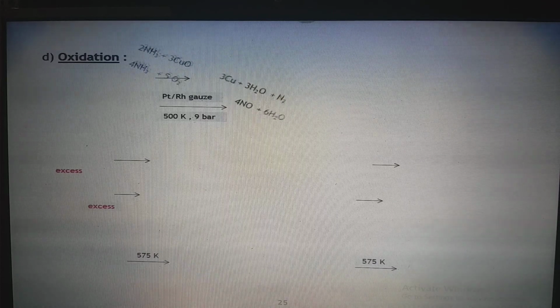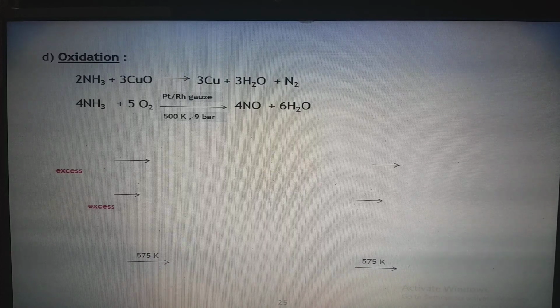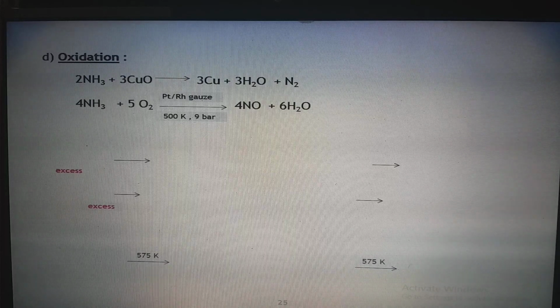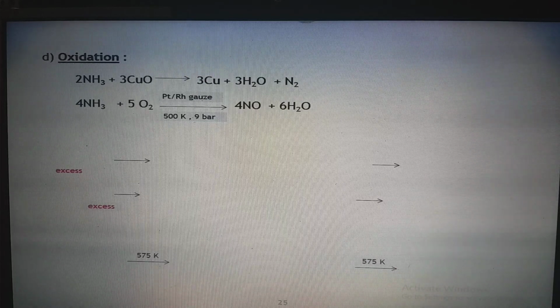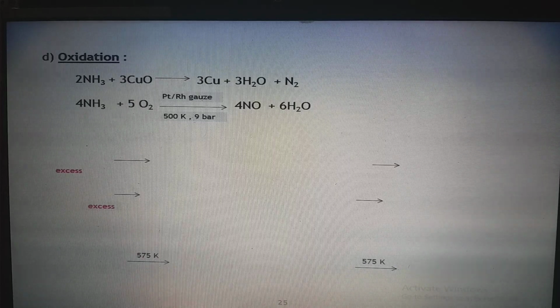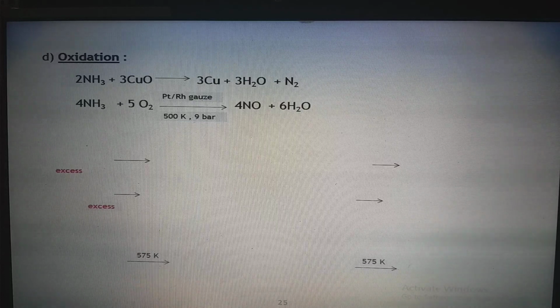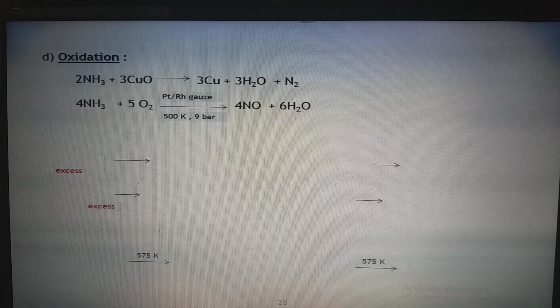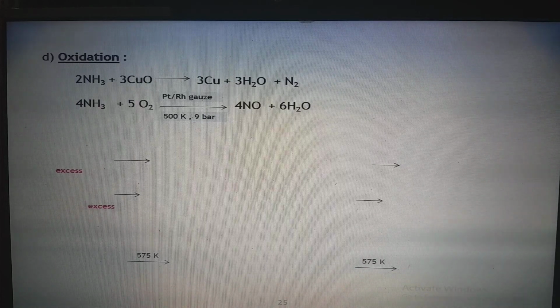Oxidation. Ammonia undergoes oxidation in presence of copper oxide to liberate free copper, and free nitrogen is also liberated along with water. Ammonia undergoes oxidation by direct combination with oxygen at 500 Kelvin and 9 bar pressure. Here, platinum and rhodium gauze act as the catalyst. In this reaction, nitrogen oxide is produced along with 6 molecules of water.